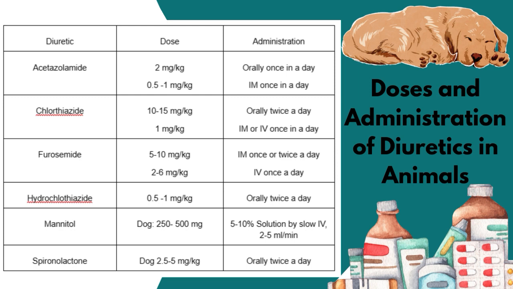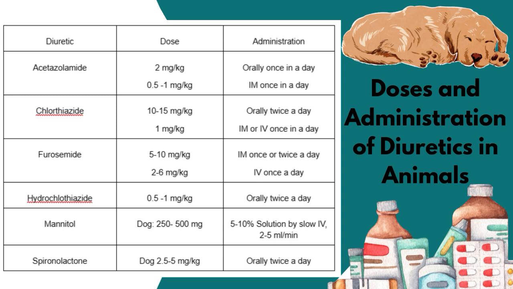For acetazolamide, 2 mg per kilogram orally once in a day, or 0.5 to 1 mg per kilogram IM once in a day. For chlorothiazide, 10 to 15 mg per kilogram orally twice a day, or 1 mg per kilogram IM or IV once in a day. For furosemide, 5 to 10 mg per kilogram IM once or twice a day, or 2 to 6 mg per kilogram IV once a day.